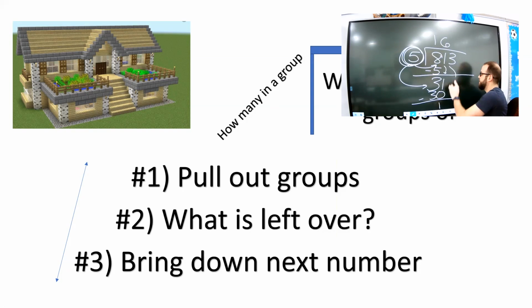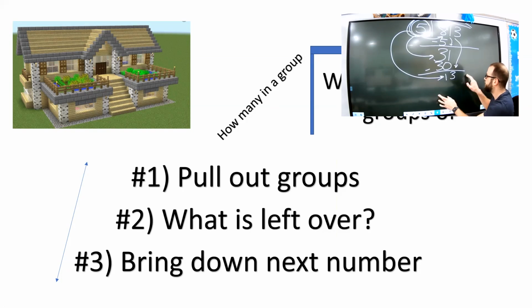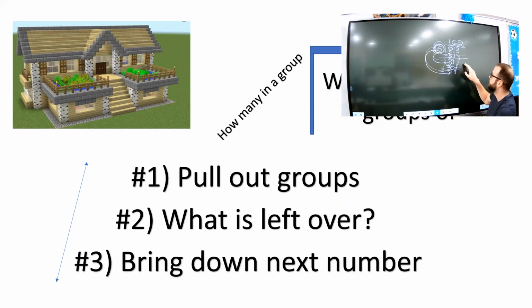Now bring down the next digit. How many 5s are in 13? 5, 10, 15, 2. Is there any left over? Yeah. Well, what's left over? Well, if you took out 2, you only took away 10. So that means there's 3 left over. So now you're all done with numbers. Your remainder is 3. So it's 3/5 of another group.